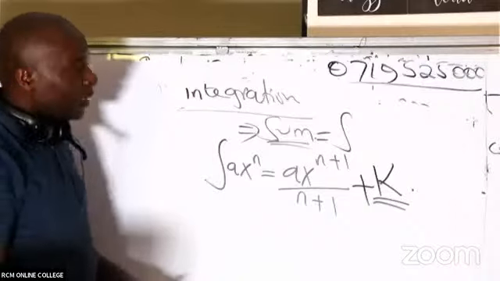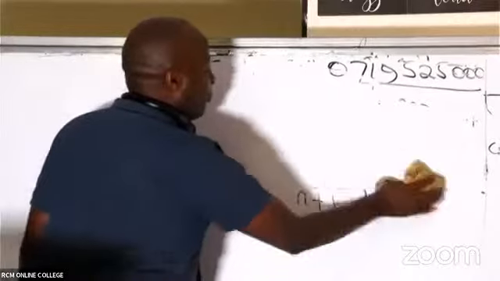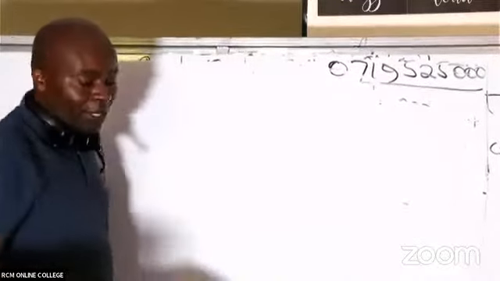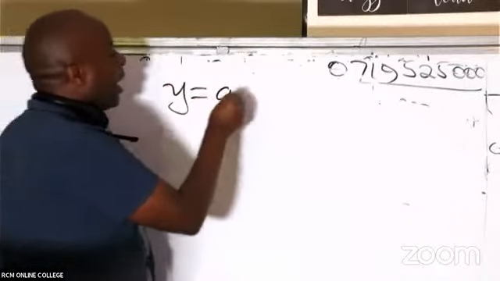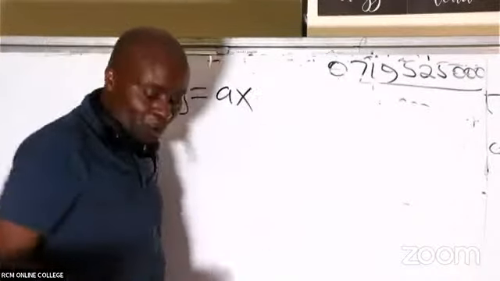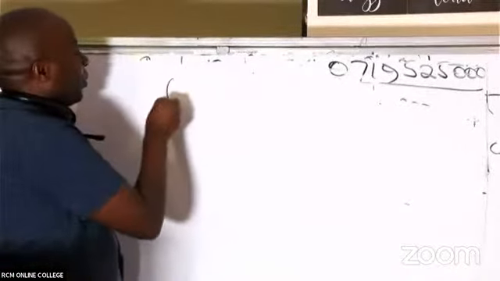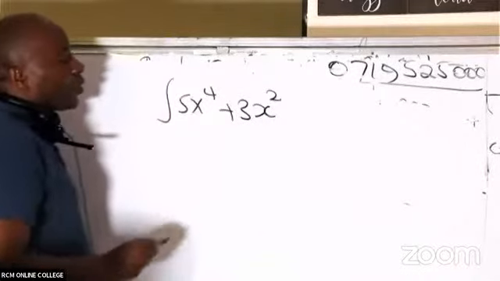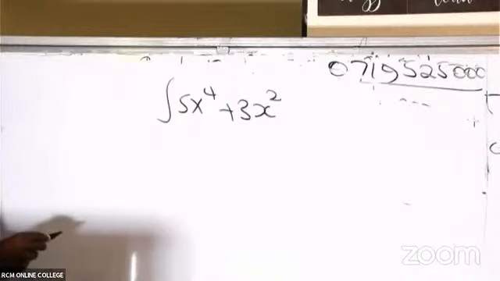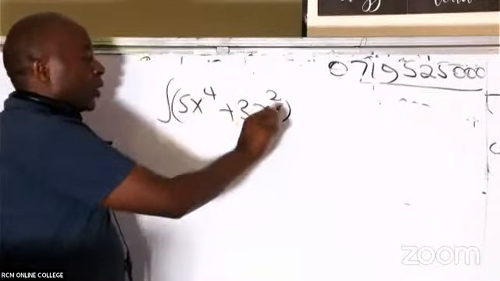Let me see whether they have understood this. So then, gentlemen, if, for example, you are given here, integrate 5x raised to power 4 plus 3x squared. How will this look? It doesn't matter how many terms it has. I'm going to integrate each one of them, with respect to x, one at a time.